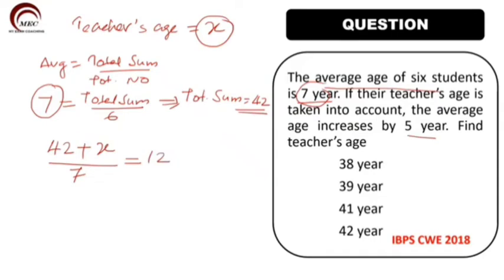So now you can find out what is X. So 42 plus X is equal to 7 into 12. So 7 2s are 14 and 84. Now X is equal to 84 minus 42. So answer is 42 years. So the age of teacher will be 42 years. The concept of average, very, very important. So you have to remember this formula.